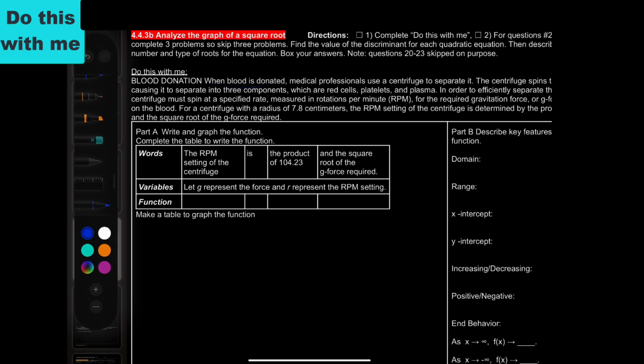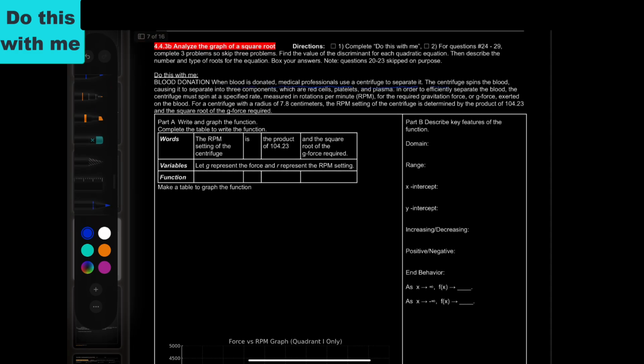When blood is donated, medical professionals use a centrifuge, this thing that spins in a circle, to separate the blood. The centrifuge spins the blood, causing it to separate into three components, which are red cells, platelets, and plasma. In order to efficiently separate the blood, the centrifuge must spin at a specific rate measured in rotations per minute, RPMs. It's kind of like your car. For the required gravitational force, G-force, exerted on the blood. For a centrifuge with a radius of 7.8 centimeters, the RPM setting of a centrifuge is determined by the product of 143 and the square root of G-force required.